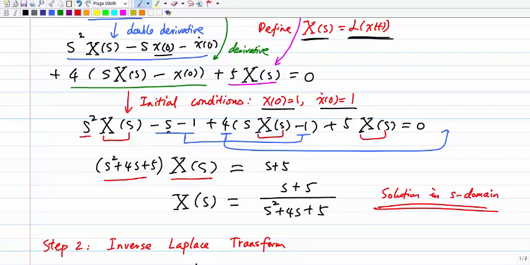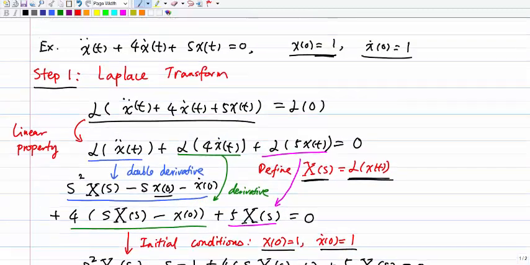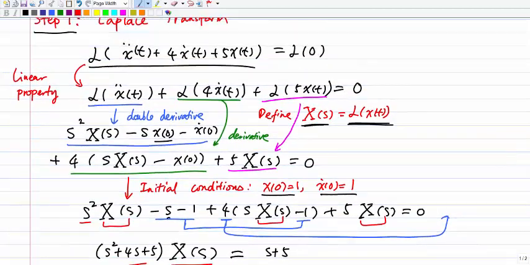As you can see from here, once you do the Laplace transform, the solution is fairly easy. We don't have a derivative anymore. That's the beauty of the Laplace transform.